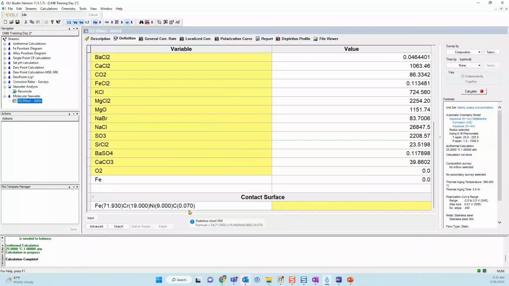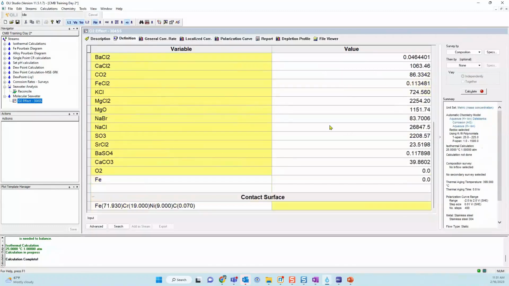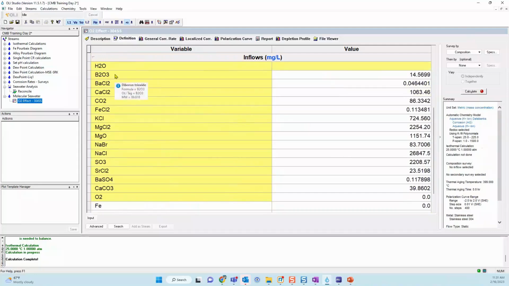Okay. So notice that my calculate button is red. Something is wrong. I scroll down and it tells me I haven't selected the component. Of course, I haven't selected the component. I need to go and select the component. The software doesn't know if it should pick the boron trioxide or iron chloride. It doesn't know.